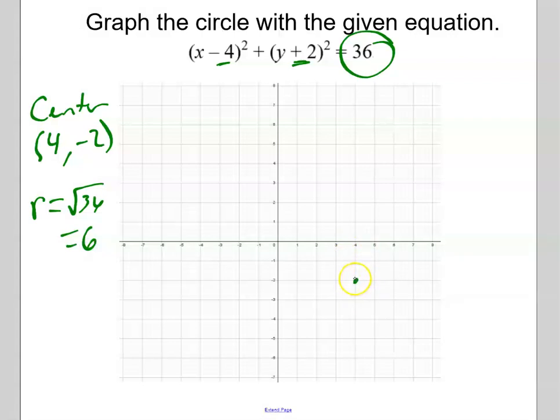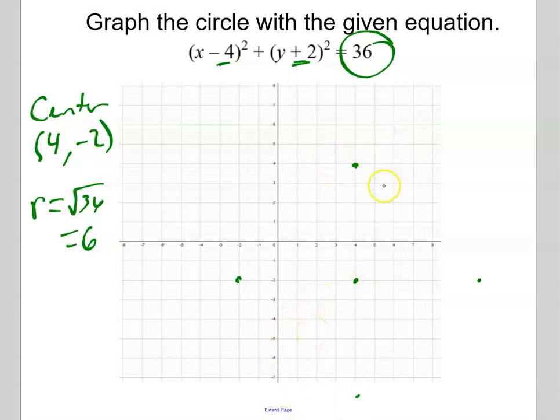From our center point, we want to go 6 units to the left: 1, 2, 3, 4, 5, 6. 6 units up, and we always go back to that center point: 1, 2, 3, 4, 5, 6. 6 units over: 1, 2, 3, 4, 5, 6. I didn't make my graph big enough, sorry about that. And then 6 down: 1, 2, 3, 4, 5, 6.